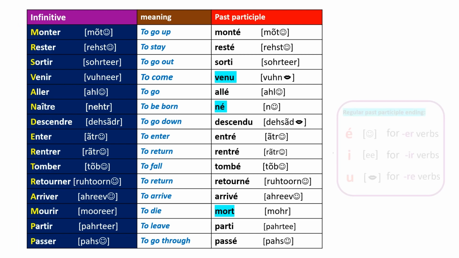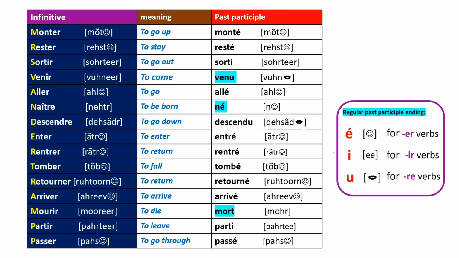Most of them work like past participles used with avoir verbs, exactly the same. But let's have a look at them a bit closer. We've got monté, resté, sorti. So far, so good. But then we've got venu. Venu should really end with I, veni, but it doesn't. It's venu, the past participle, therefore it's irregular. Then we've got allé and naître. Naître becomes né, therefore is massively irregular.